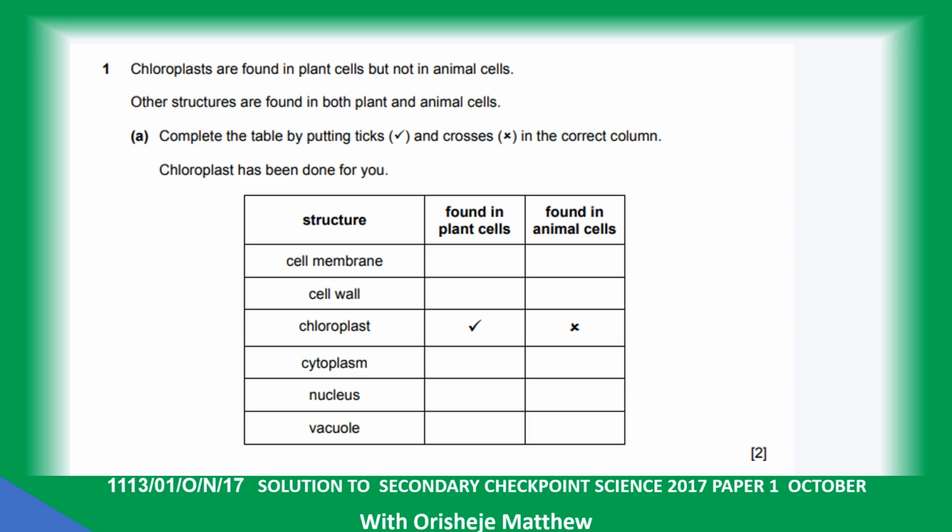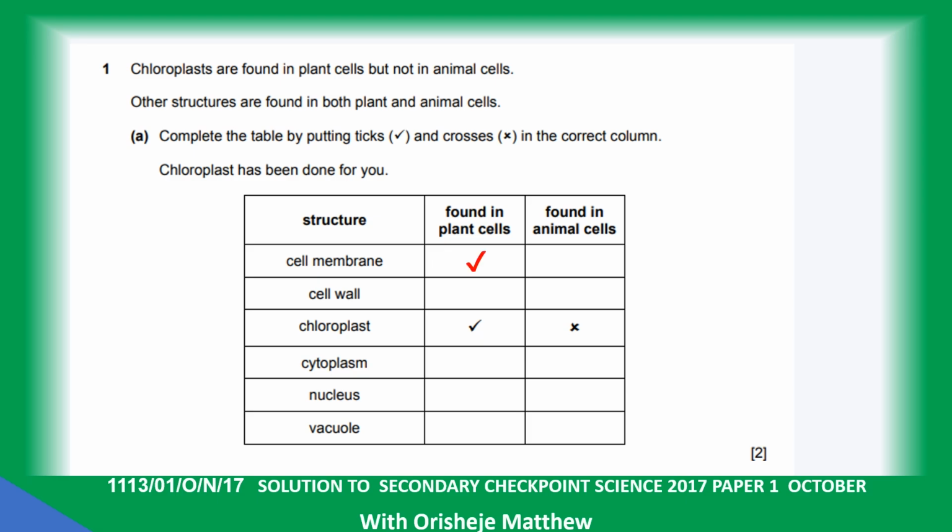Question 1. Chloroplasts are found in plant cell. I want you to identify where cell membrane, cell wall, cytoplasm, nucleus, and vacuoles are found.